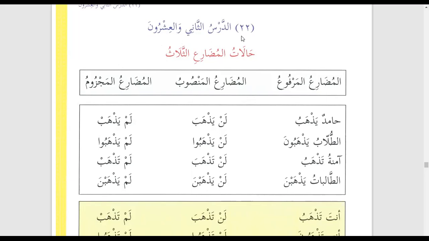Okay, sir. Halat means conditions. And the condition doesn't seem to be very sound today. But halat al-mudari al-thalathu, there are three conditions of the mudari, and you know them. Please don't tell me that you don't know them. What are they? Marfu, mansub, and majzoom.